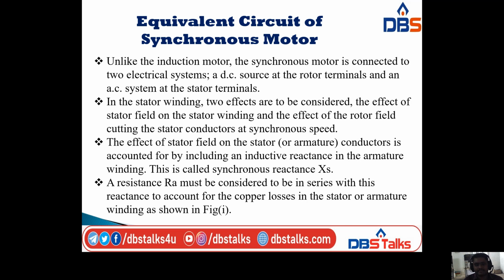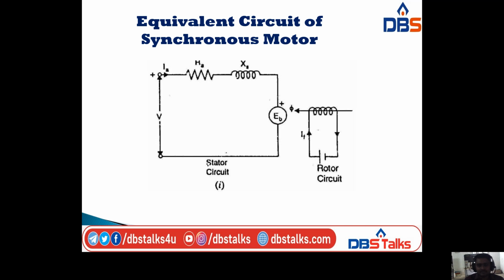A resistance Ra must be considered to be in series with this reactance to account for the copper losses in the stator or armature winding. That is shown in this diagram. This is the equivalent circuit of a synchronous motor.